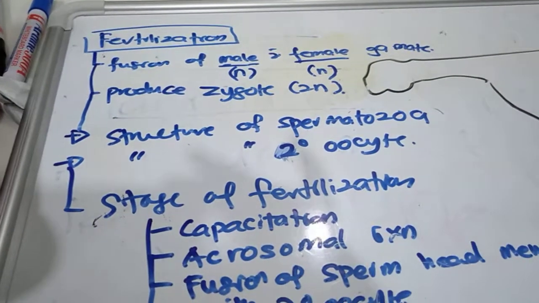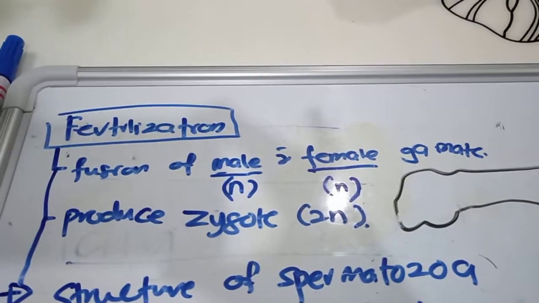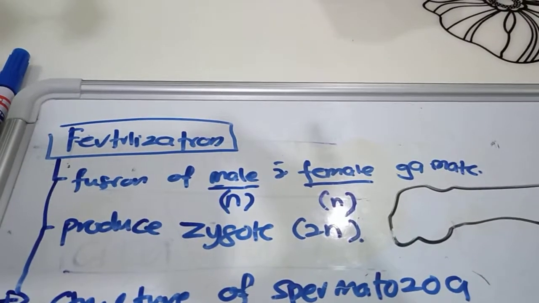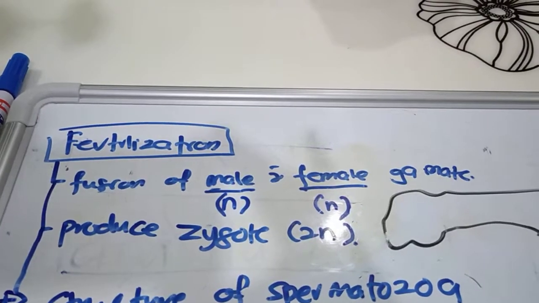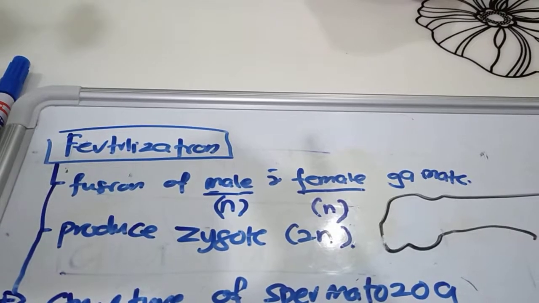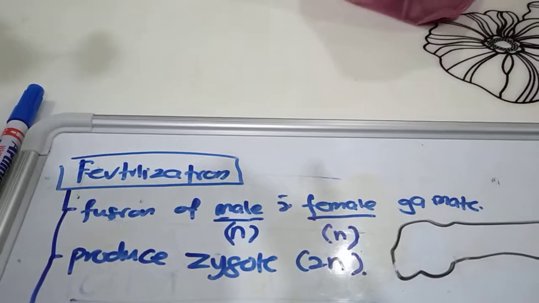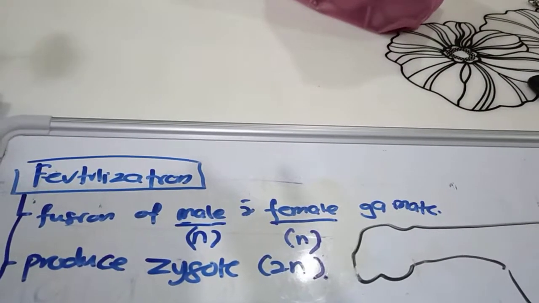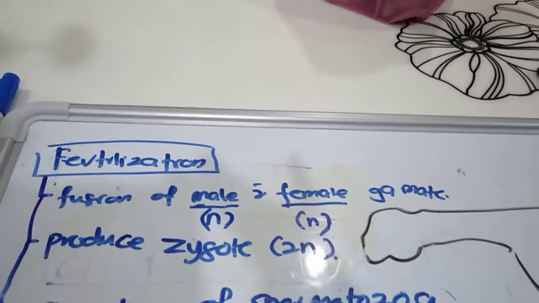Okay, is fertilization. So what is fertilization? Fertilization is a process of fusion of male gamete and female gamete to produce a diploid zygote. So we already know that male gamete is called sperm, which is haploid, and the female gamete is called an egg, also haploid. So the product is diploid zygote. Where the fertilization occurs is at the oviduct of the female. Okay, not anywhere else other than the oviduct.